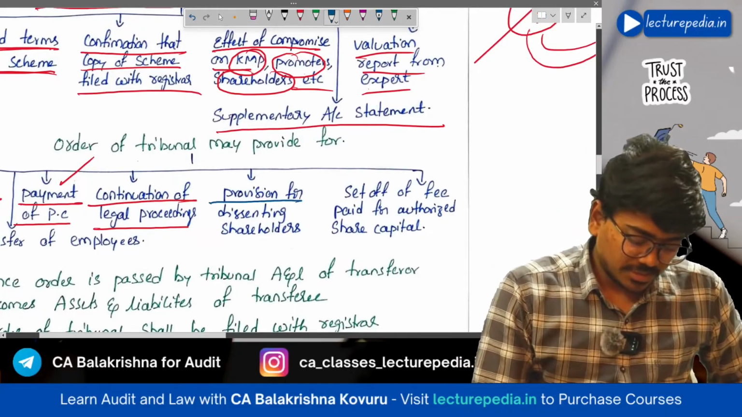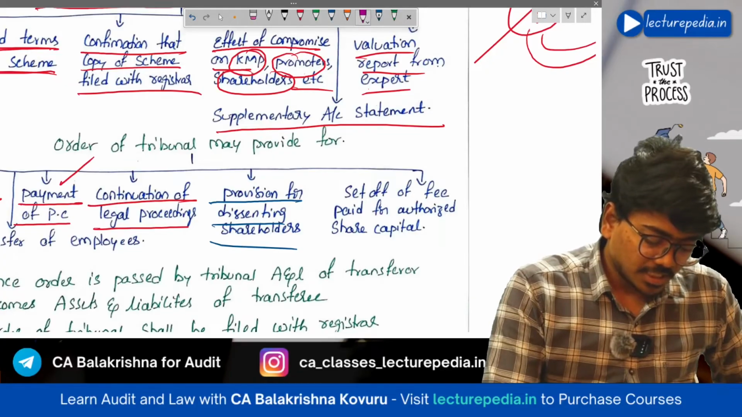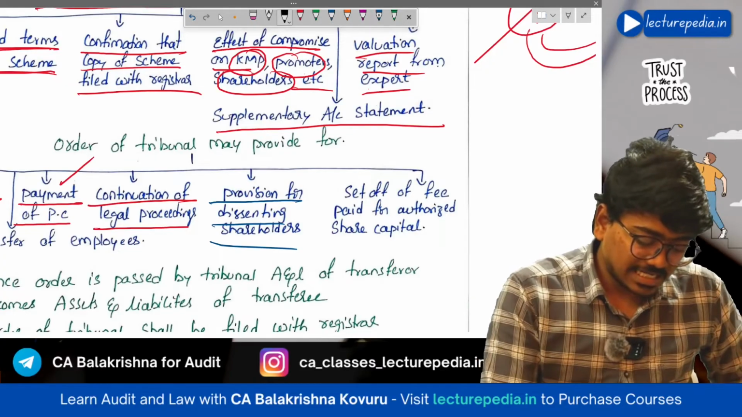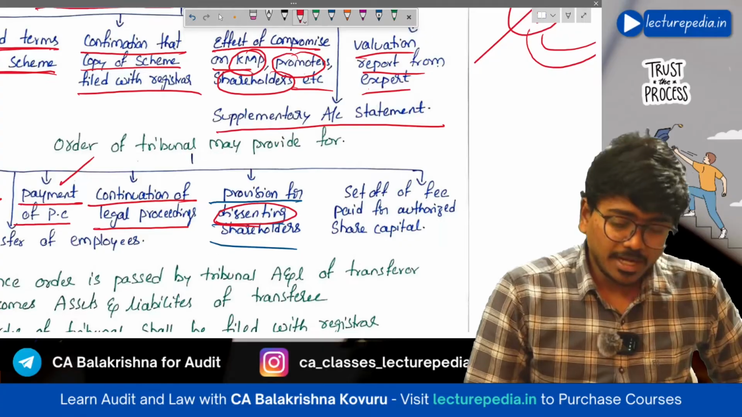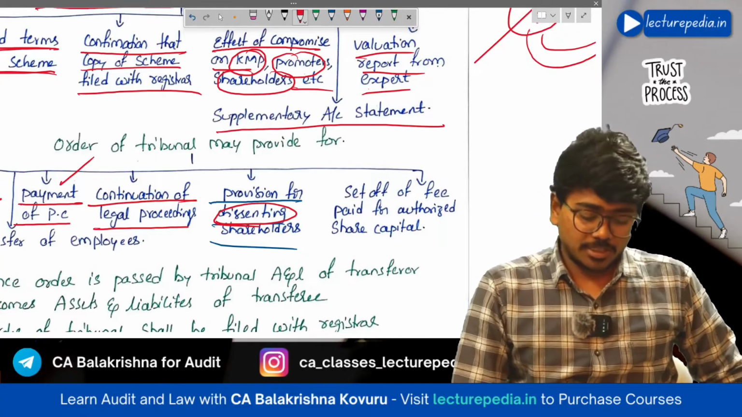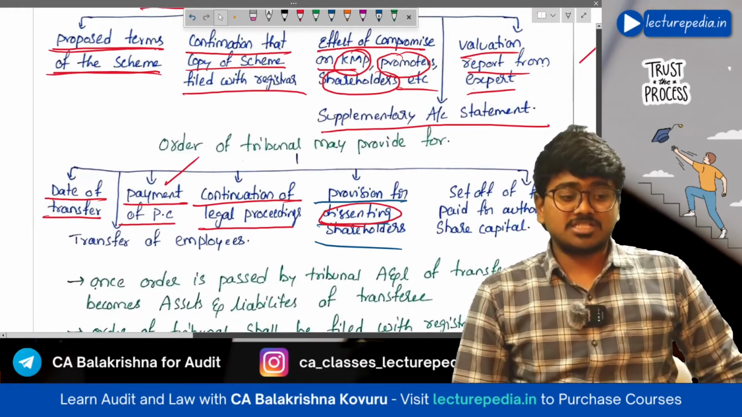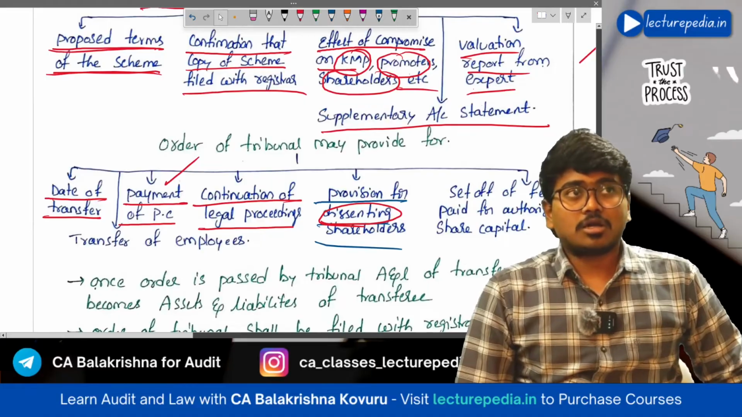Next, provision for dissenting shareholders. Dissenting shareholders means shareholders who have not agreed to the amalgamation or merger; they will be known as dissenting shareholders. What will happen to those shareholders who have not agreed to the amalgamation or merger? Even this will be mentioned in the order of the tribunal.